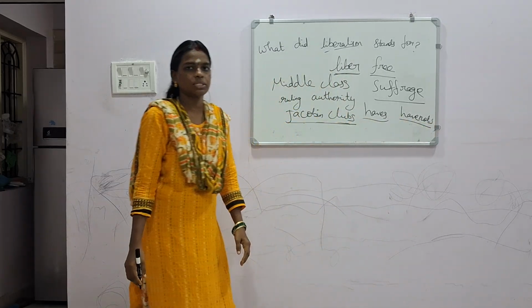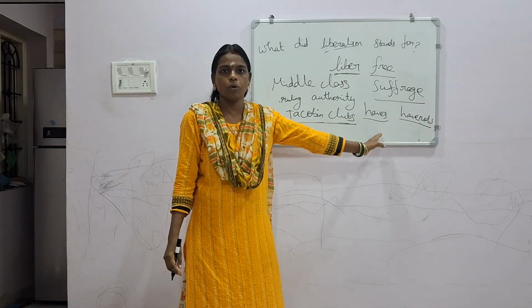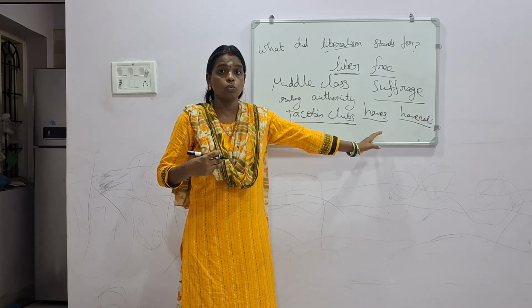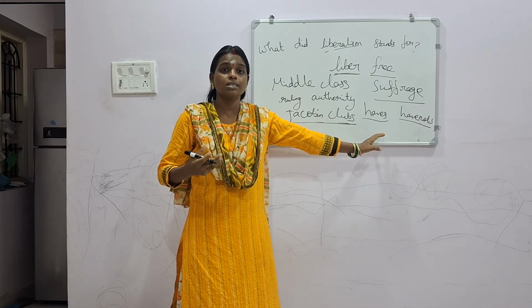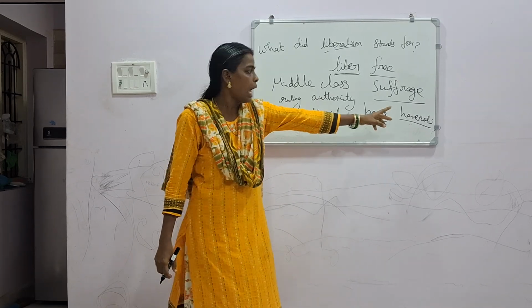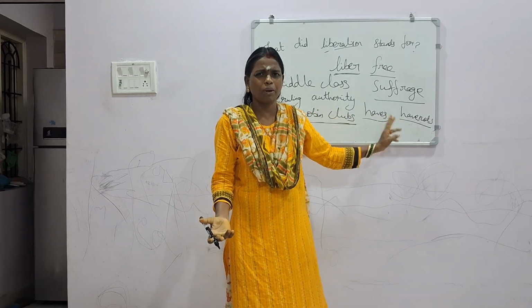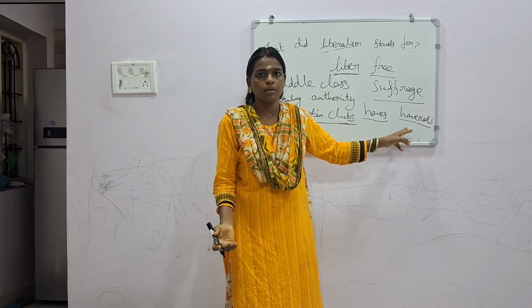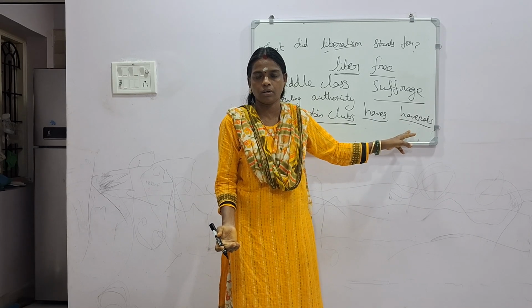Haves and have-nots. Haves means the people who are rich, the people who own the property, who own many sources and more income. That is the meaning of the haves. Have-nots means, as usual, poor people, the opposite of haves. Some people own property, some people don't have any property.